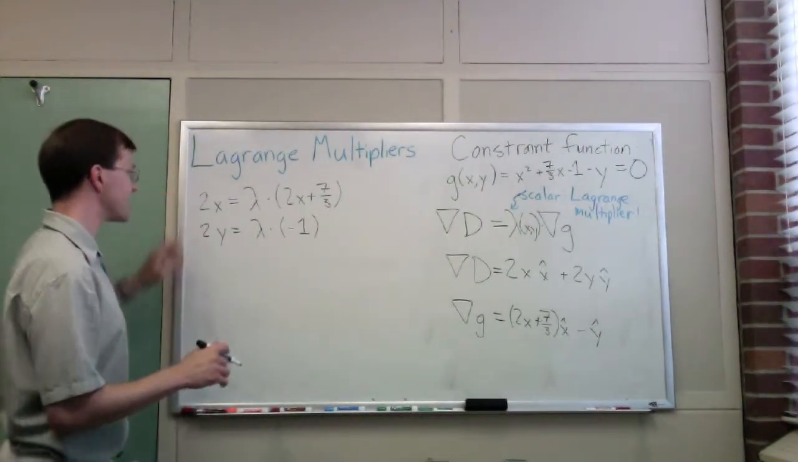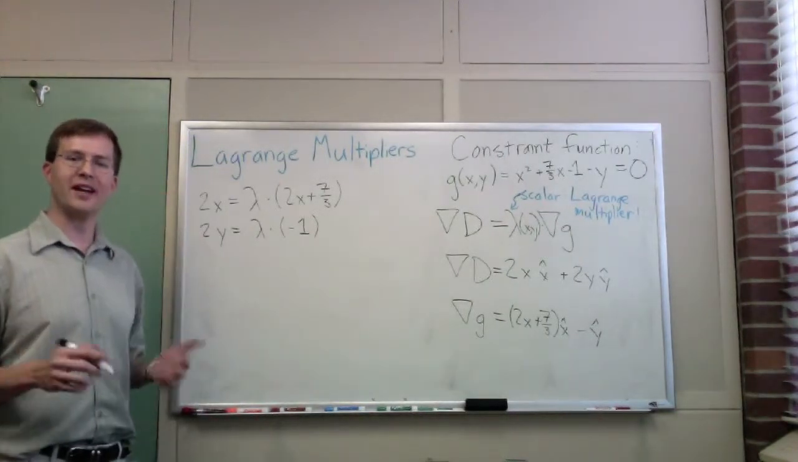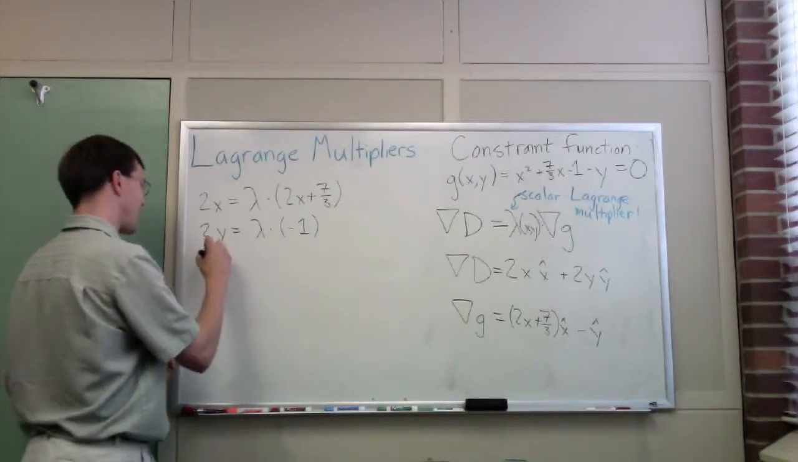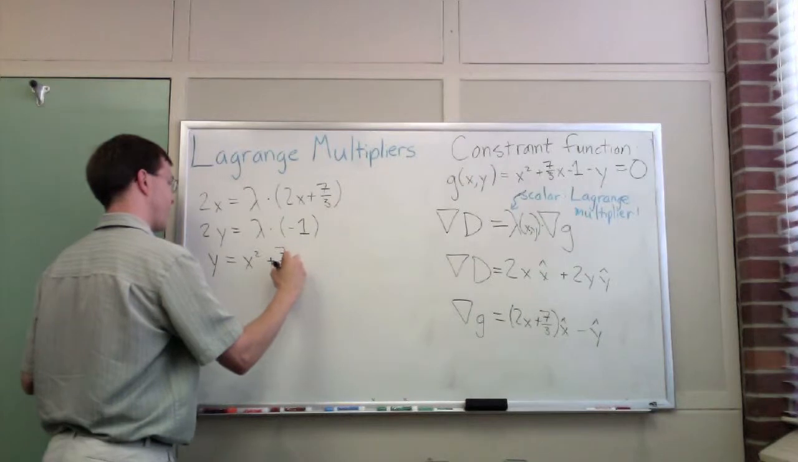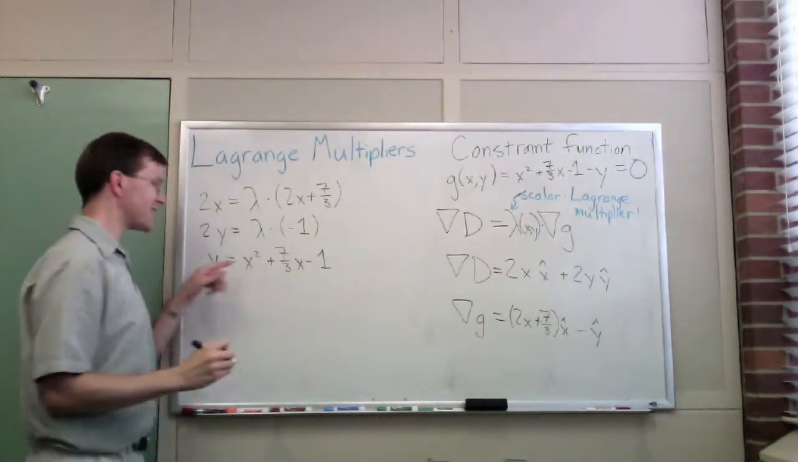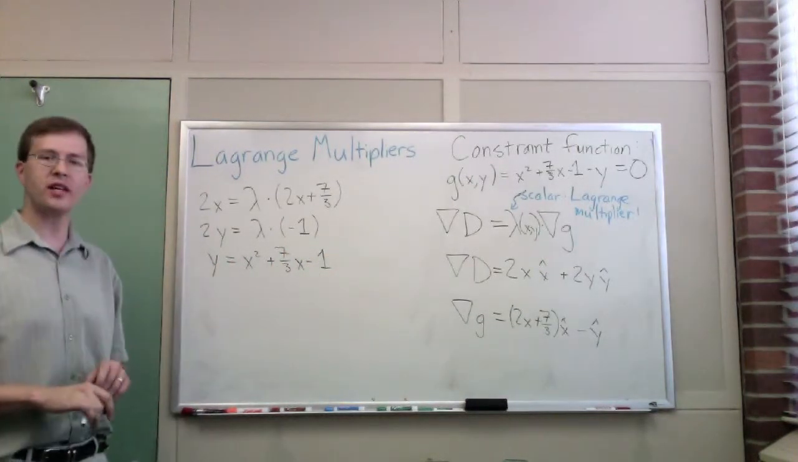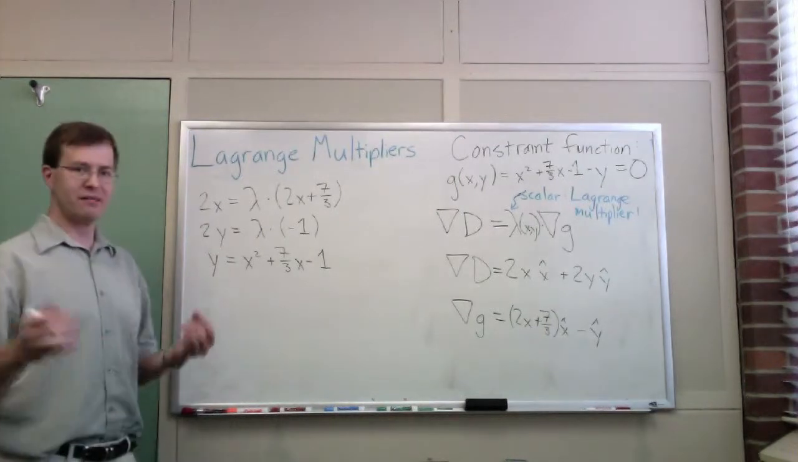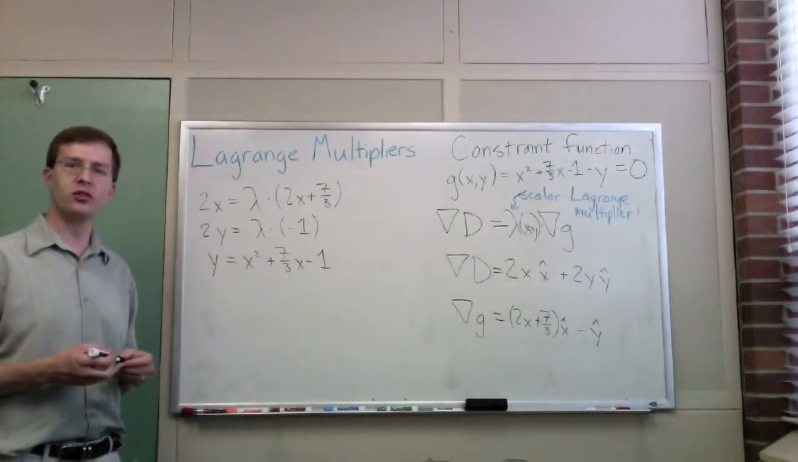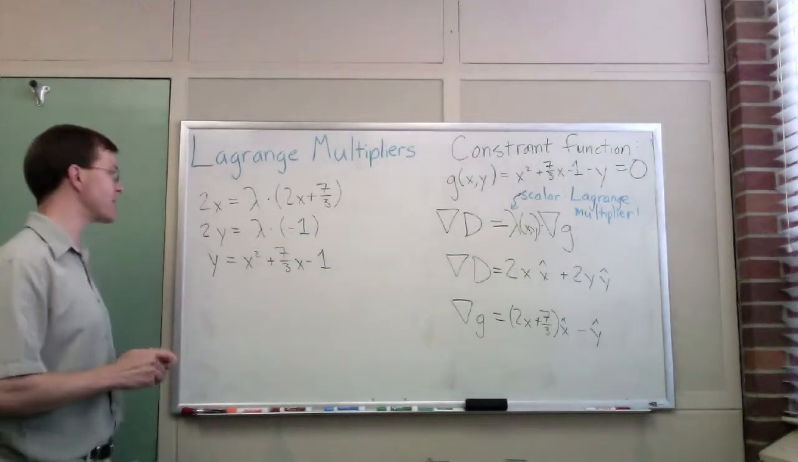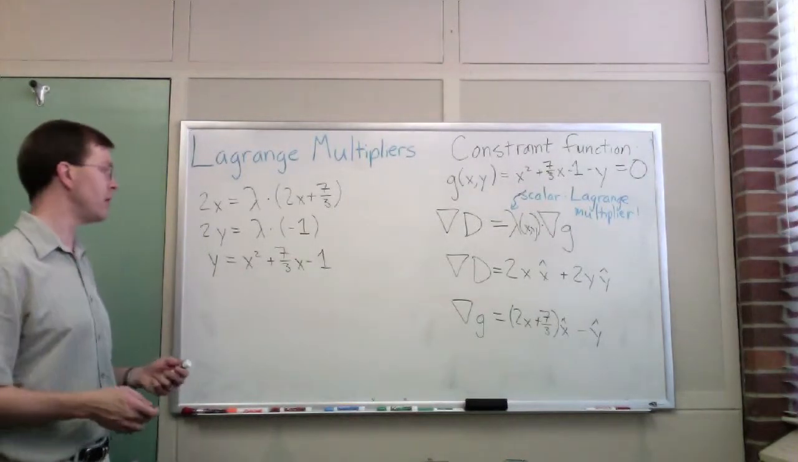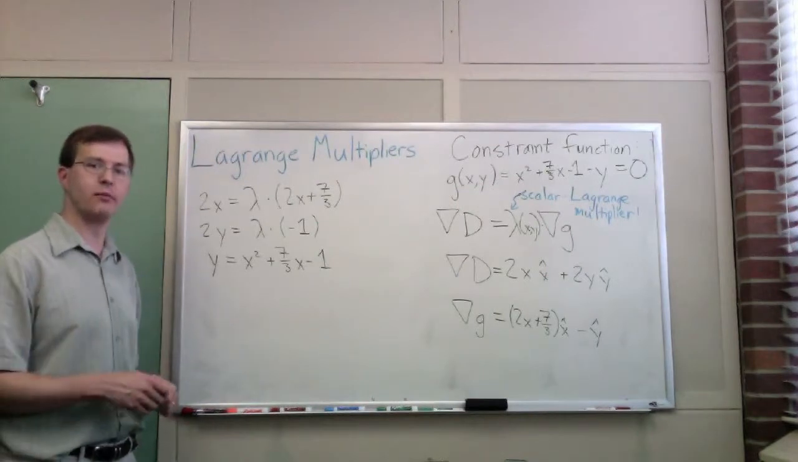But so, okay, we've got these things. There is a third equation we get, and it's our original constraint. I still have y equals x squared plus 7/3 x minus 1. That's my third equation. That's 3 equations and 3 unknowns. And right now, as I told my physics students, the physics is done, or in this case, the hard part of the math is done. This has now become a simple algebra problem to find those values of x and y that make this work.